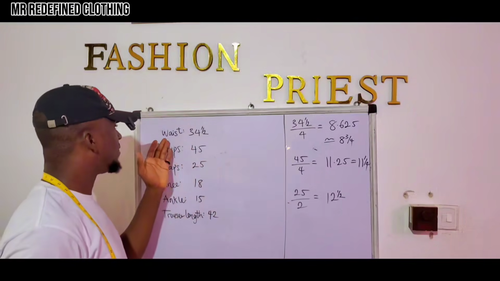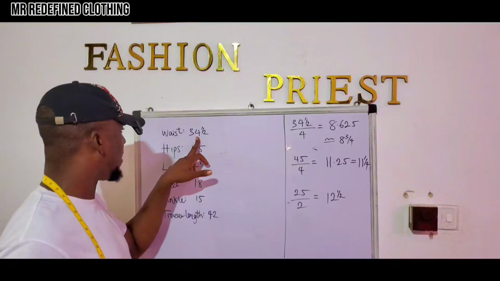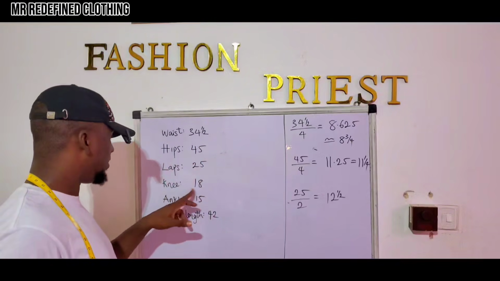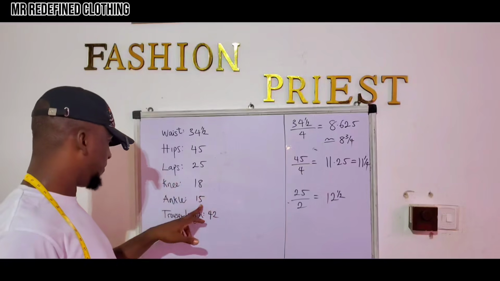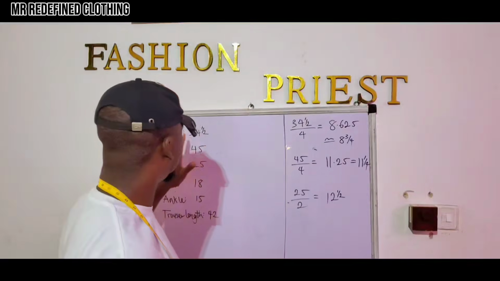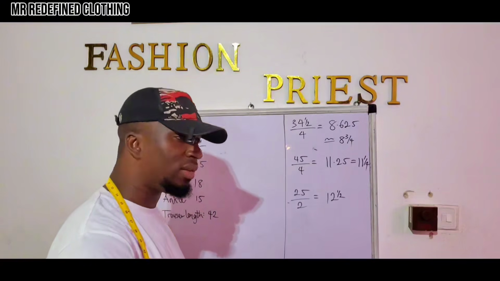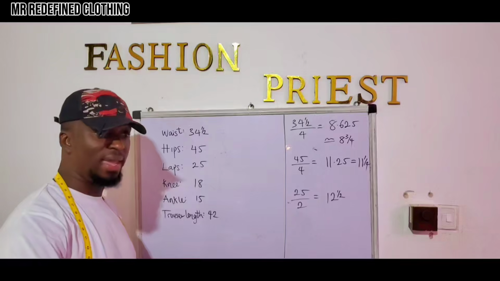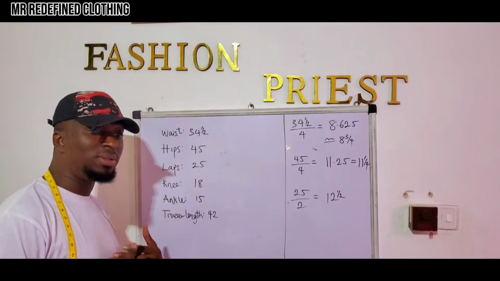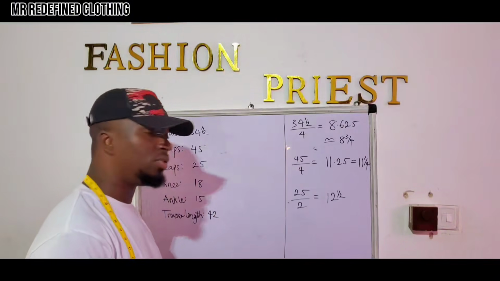Now these are the measurements my client sent to me: the waist is 34.5, hip is 45, lap is 25, knee is 18, ankle is 15, shoulder length is 42. So now when you have all of these things measured, before you start the cutting process, you need to verify.